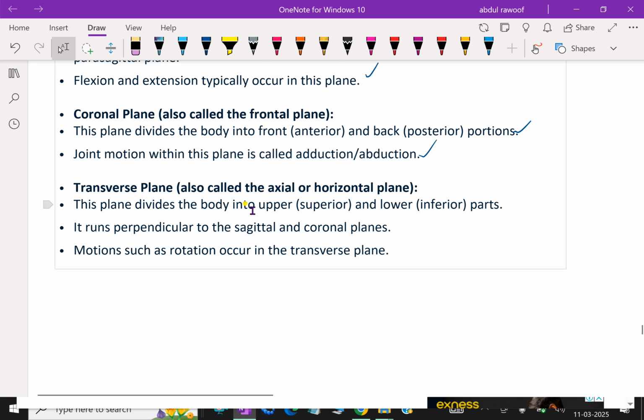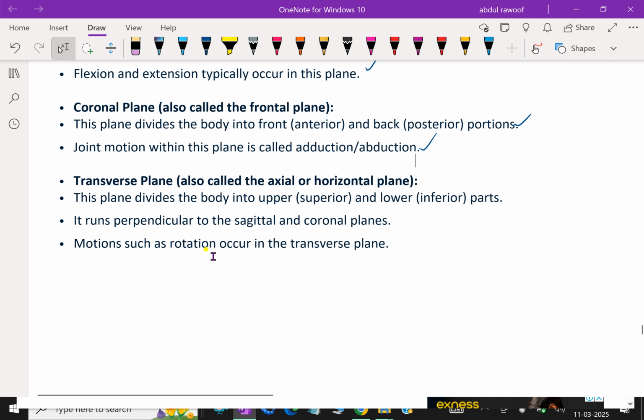Transverse plane, also called the axial or horizontal plane. This plane divides the body into upper, superior, and lower, inferior parts. It runs perpendicular to the sagittal and coronal planes. Motions such as rotation occur in the transverse plane.